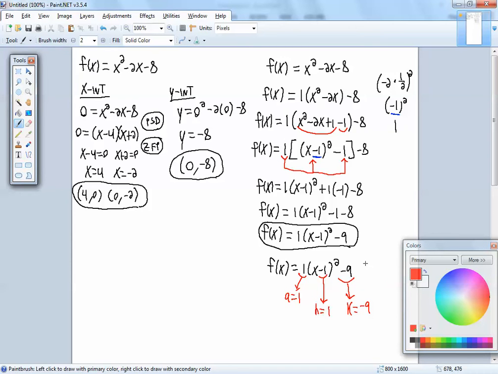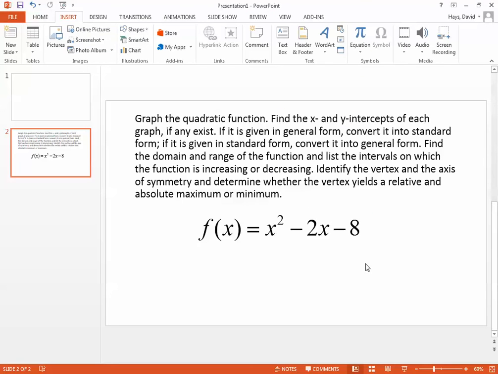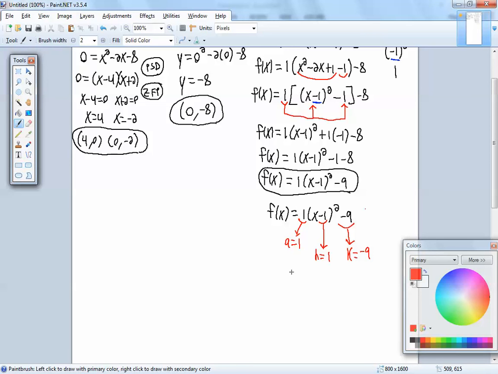Okay, well, let's proceed on, see what it's asking for. Let's see, find domain, range, and list intervals which is increasing, decreasing. We'll ignore that. Identify the vertex. Let's start there. And I'm going to change color back. There we go. If you identified your H and K, your vertex is (H, K), which would be (1, negative 9).